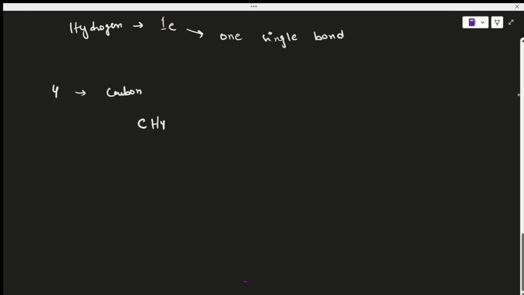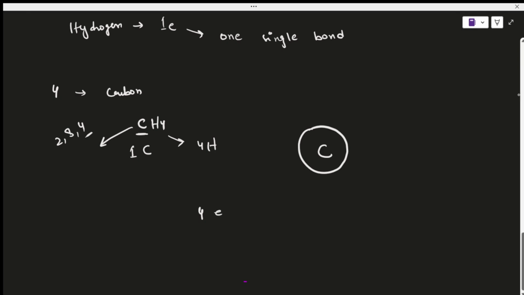Now here you can see you have one carbon and 4 hydrogens. If I were to draw a dot and cross diagram for that, you've got a carbon in the middle, and in the dot and cross diagram you only draw the outermost shell. Because carbon has the electronic configuration of 2, 8 and 4, in its outermost shell it's going to have 4 electrons, meaning to complete the outermost shell it needs 4 more.